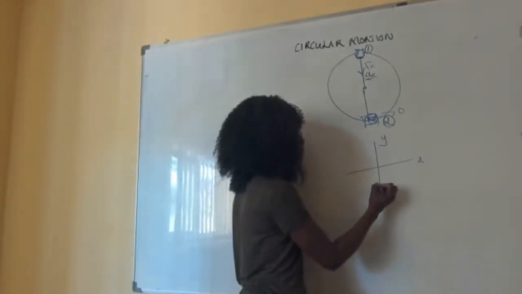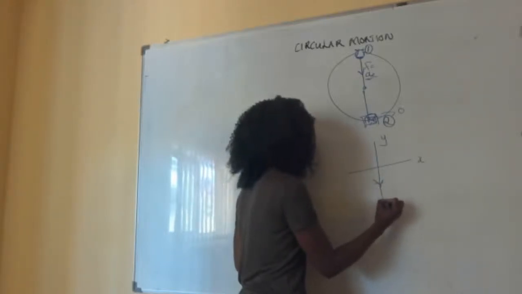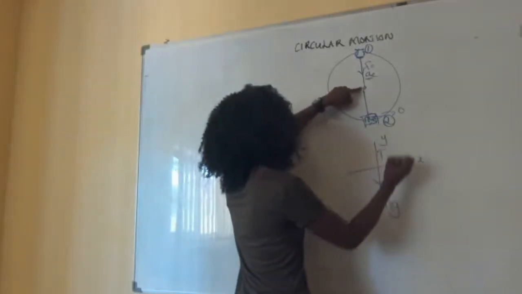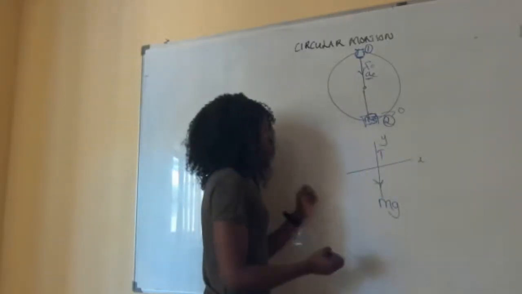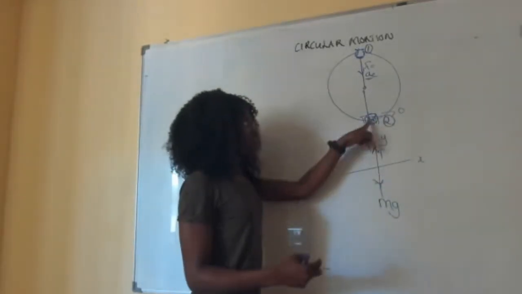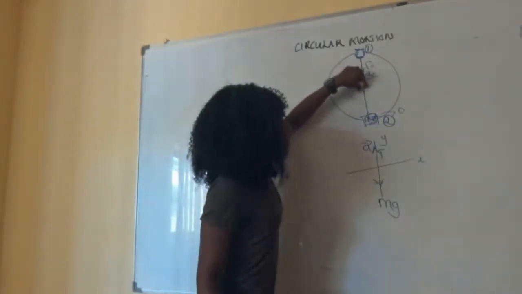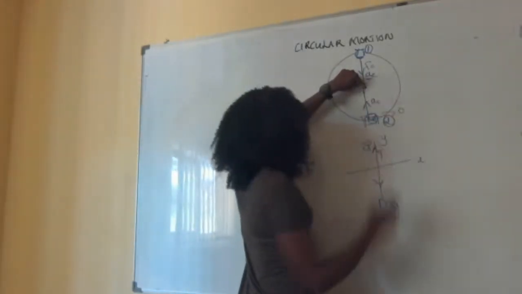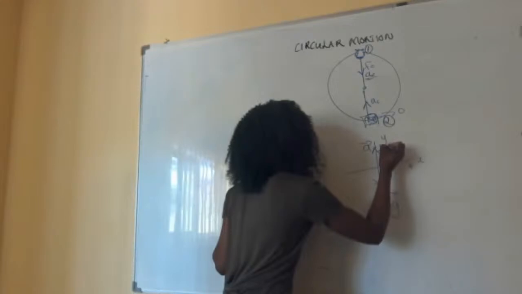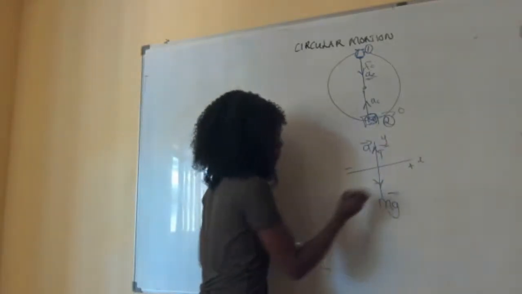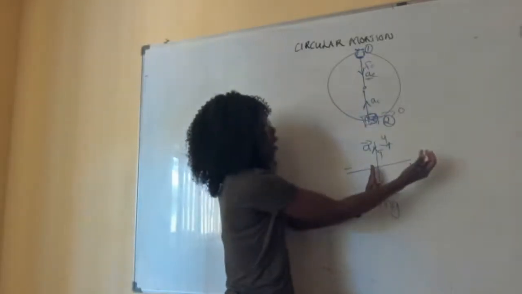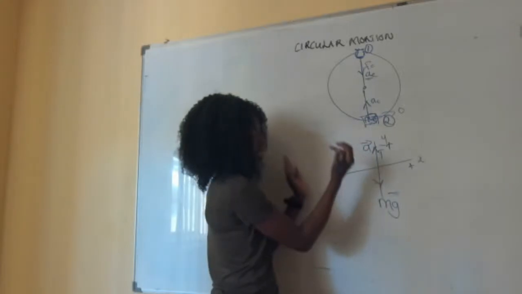So we are going to have the mg down here. Then now, since it's at the bottom, the tension is on top. So we have mg down and the tension on top. And the centripetal acceleration in this case is upwards, because it's always towards the center of the circle. So we have positive on the upper y-axis, negative down, positive on your right x-axis, then negative on the left.